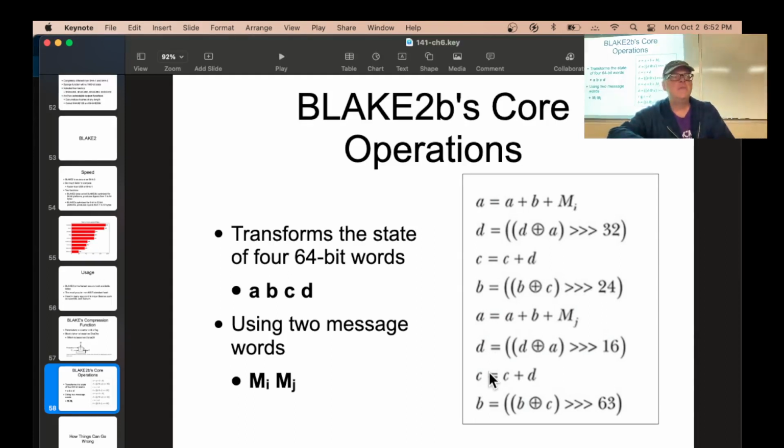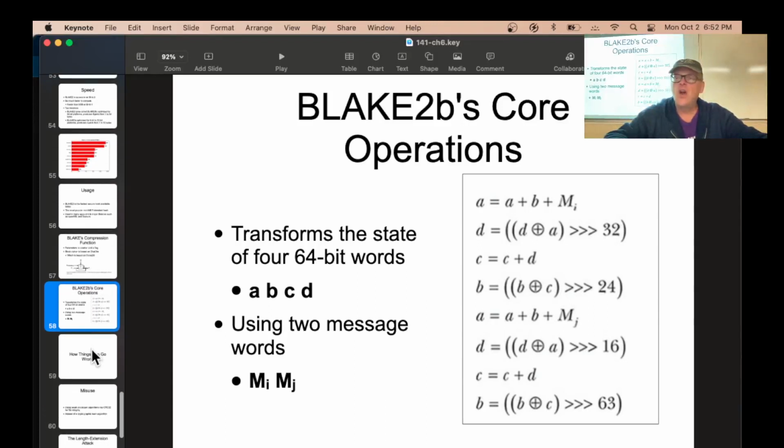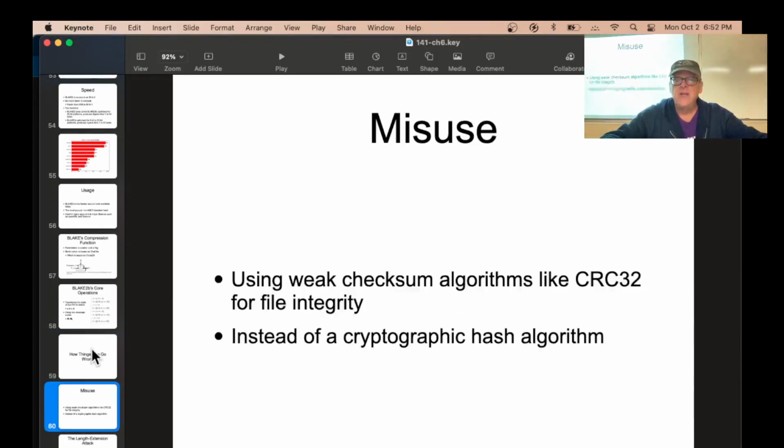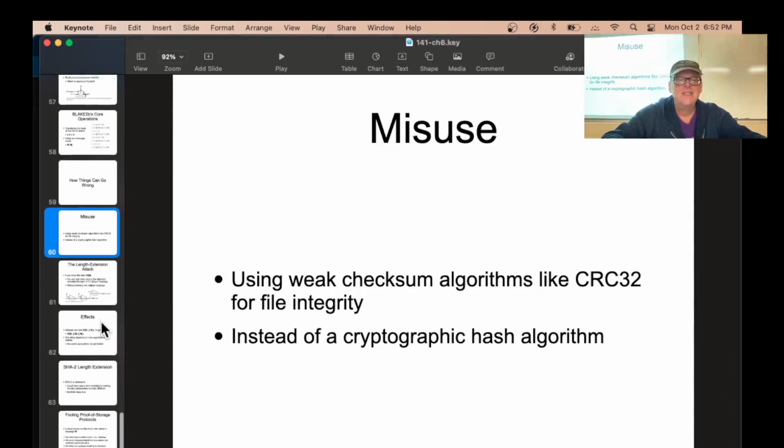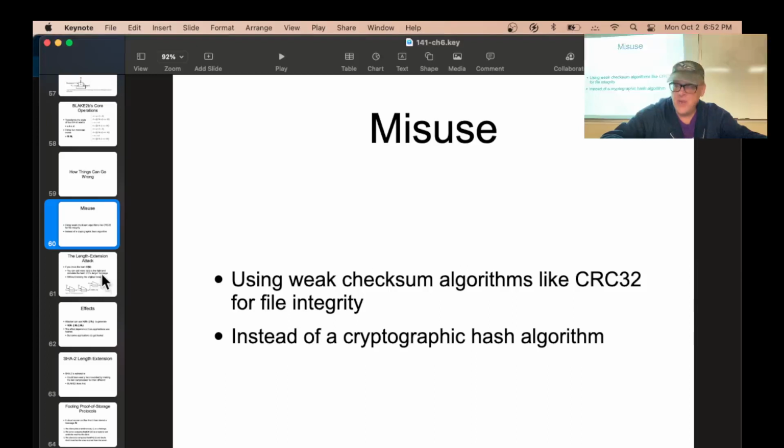These are all chosen to be fast on a processor. The right size of the words, cryptographic operations that are quick, are easy for the computer to do, and they just scramble the bits up in a way that is hard to reverse. So, how things can go wrong. If you use a weak algorithm like CRC32 instead of a cryptographic hash algorithm, that's ridiculous, and that's like having a default password on your app. If you use the wrong hash function, then of course it's not strong.